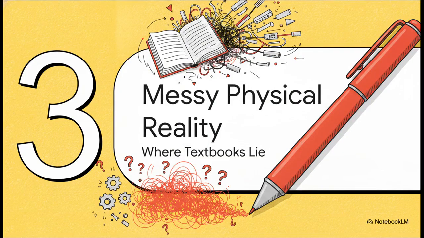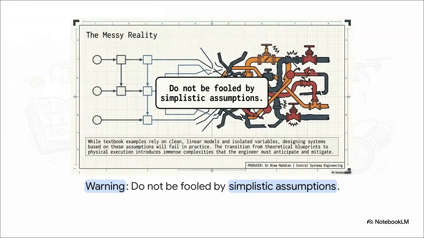Okay, Section 3, the messy physical reality, or as I like to call it, where the textbooks lie to you. Seriously, grab a red pen or highlighter right now. This is exactly where students hemorrhage points on the final. We need to talk about applying simplistic textbook assumptions to real life. Do not be fooled. What you see on the left is your homework.